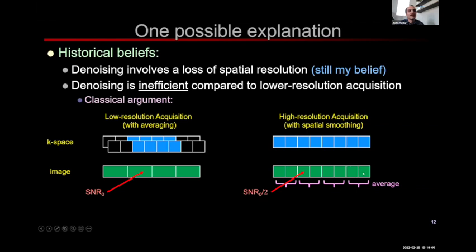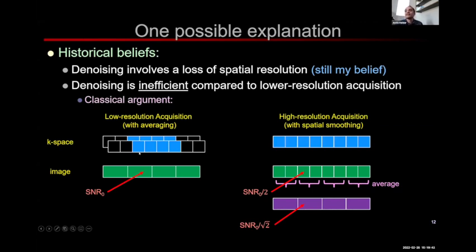So let's take every pair of pixels here, every pair of voxels, and just average those two together and end up with a low resolution image as a result. If you look at the SNR of one of those new voxels, it turns out that you have SNR 0 divided by the square root of 2. So the ultimate conclusion is that this high resolution acquisition with spatial smoothing has lower SNR than if you just did the direct low resolution acquisition.